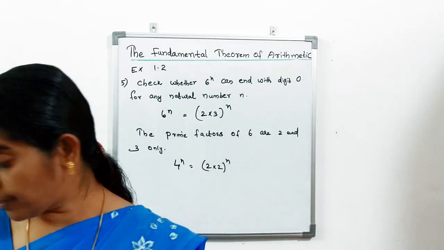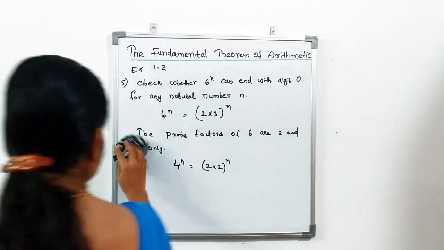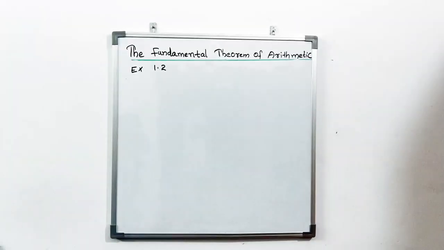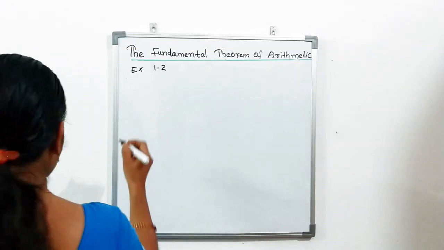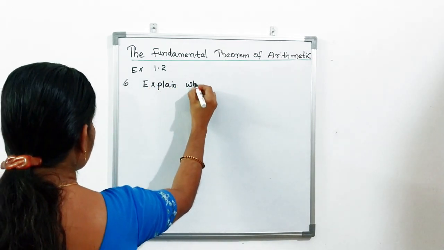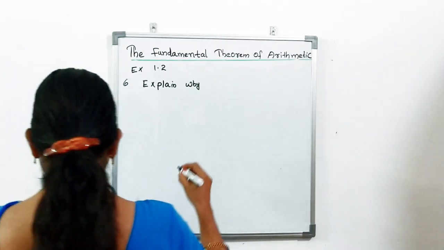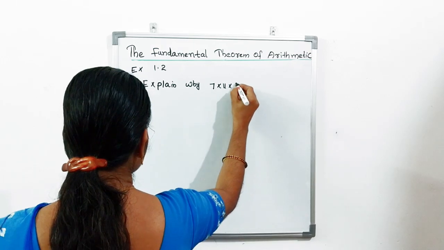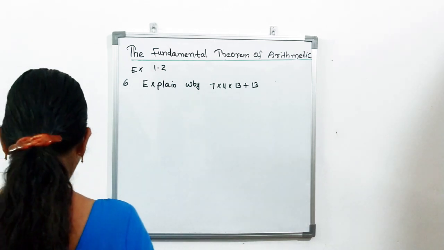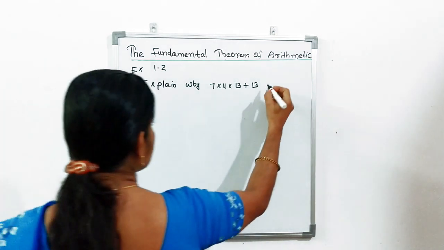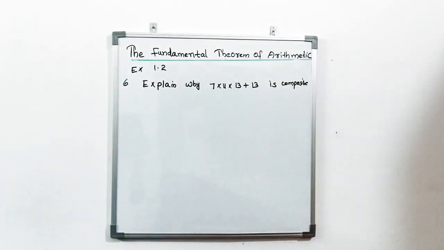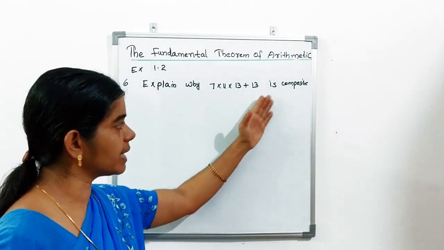Next, one more question I am explaining here. Just listen. Explain why 7 into 11 into 13 plus 13 is composite. You want to explain why 7 into 11 into 13 plus 13 is a composite number.